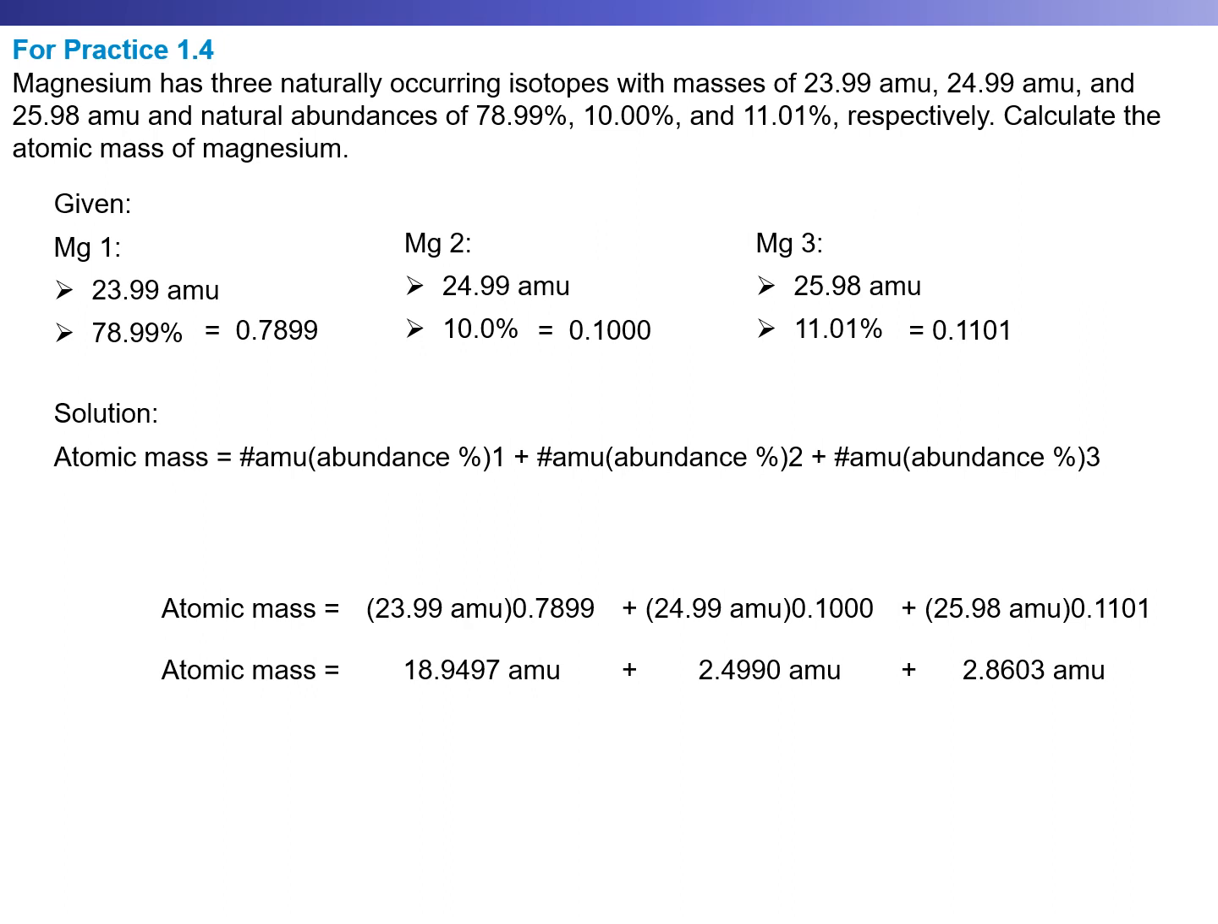All right, so with our 3 values here, we add these together, and we end up with 24.309 atomic mass units. And we're going to round that to 4 significant figures, which means that we're going to end up with 24.31 atomic mass units for magnesium.